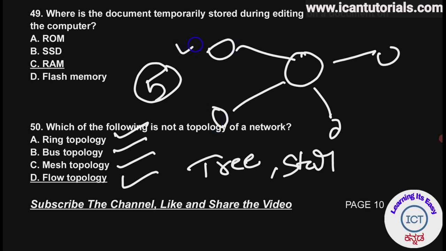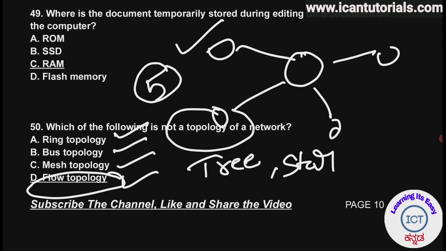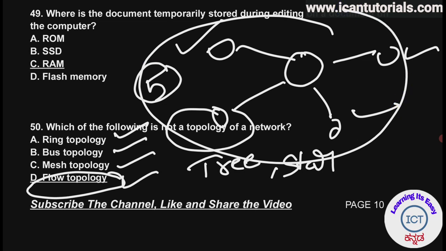So 5 different types of topologies are there, and the answer is flow topology. Flow topology is not a type of topology. What do you mean by topology? Topology is nothing but how devices are connected to a network. This is a network, and how these devices are connected, in the format of a star, is called the topology.